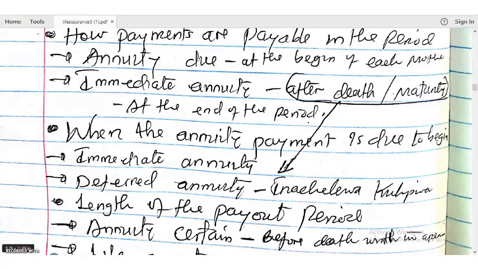So another criteria is when the annuity payment is due to begin. So you have immediate annuity and deferred annuity.